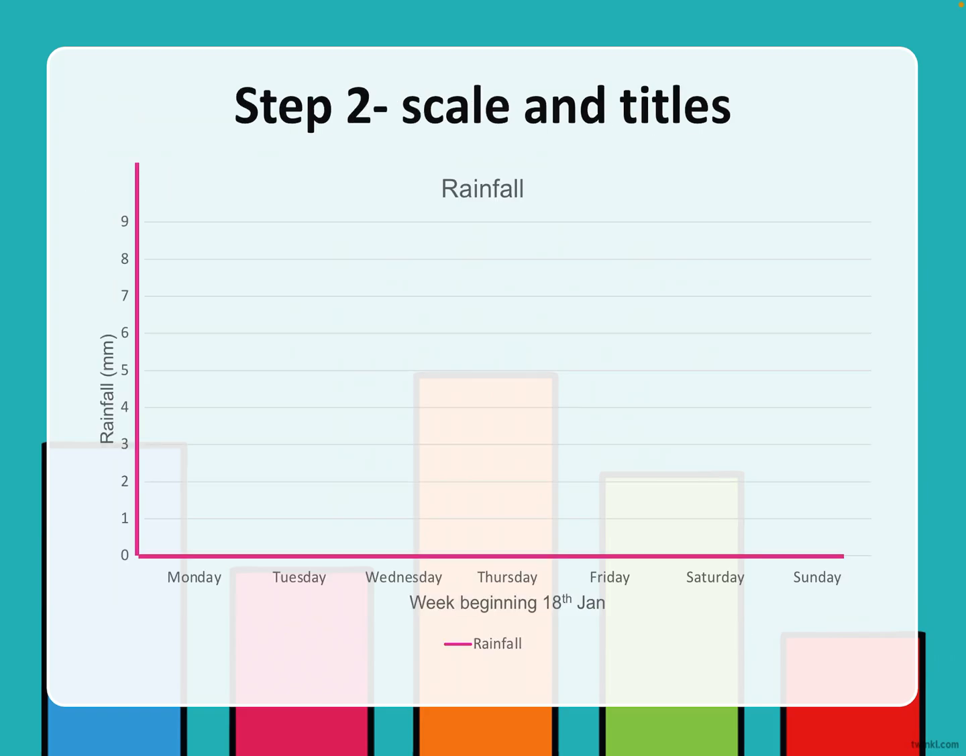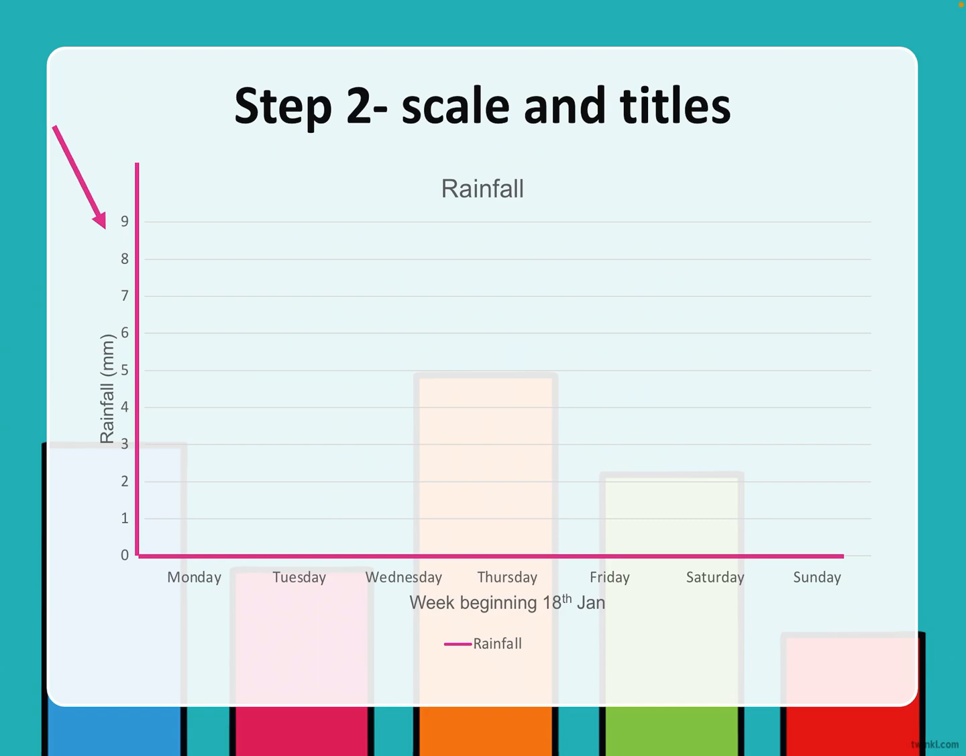Then, step 2, you draw your scale and your titles. So first of all, you need to think, what's your scale going to be? Is it going to go up in ones because you've not got too much data? Or is it going to be scaled? Okay, now you have to think about what is the highest amount in your data.